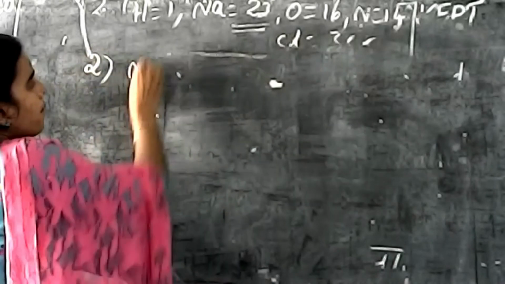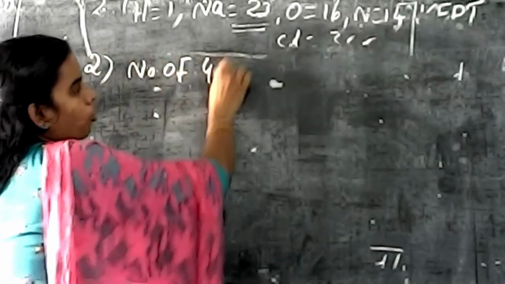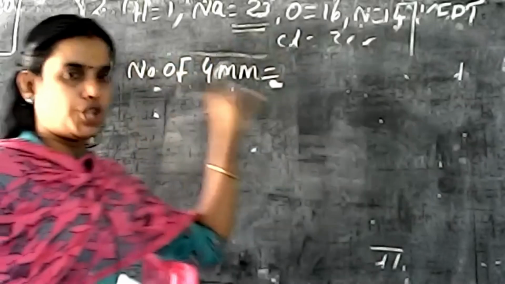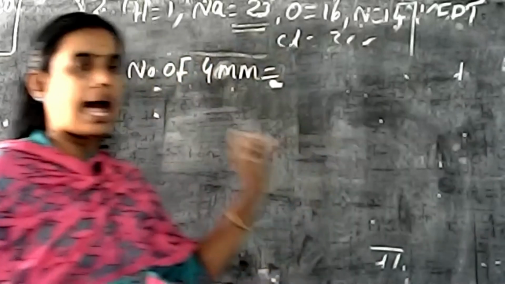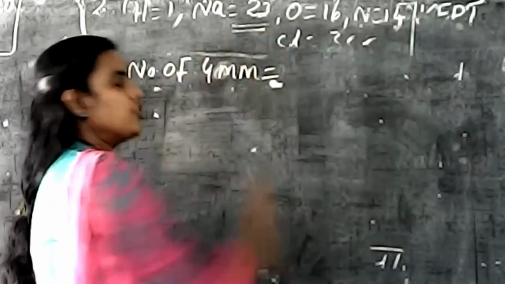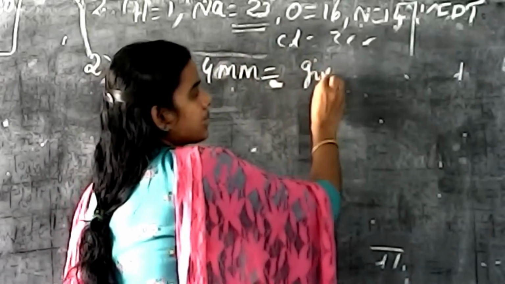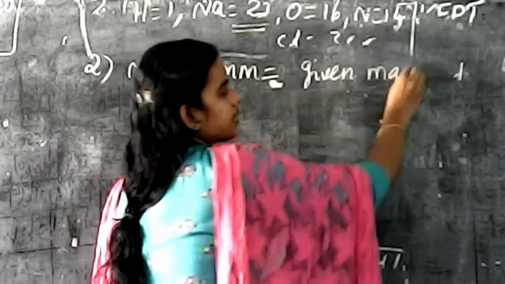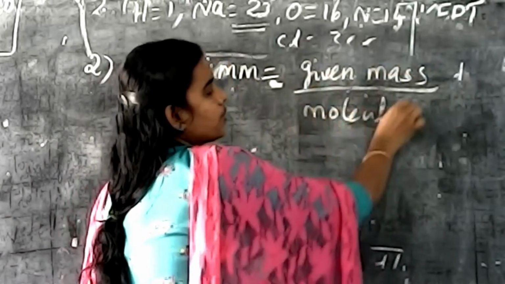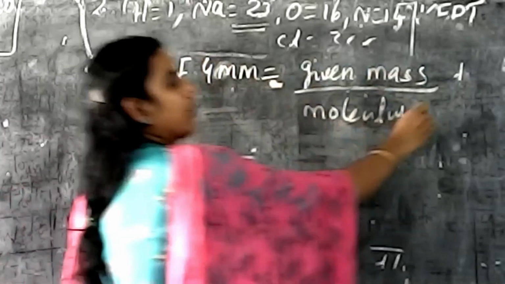Number of GMM. Only a small difference. Before we use number of GMM, we have to know the atomic masses of all the elements. So here the number of GMM is calculated by the same formula, only with a small difference: given mass by molecular mass. For atoms, we use atomic mass. Here for molecules, we use molecular mass.